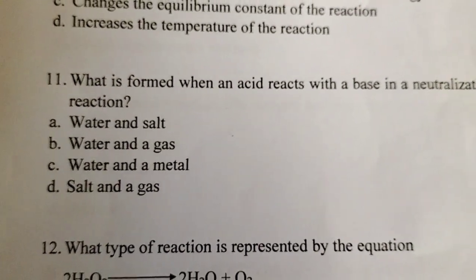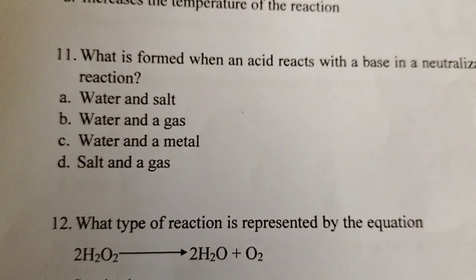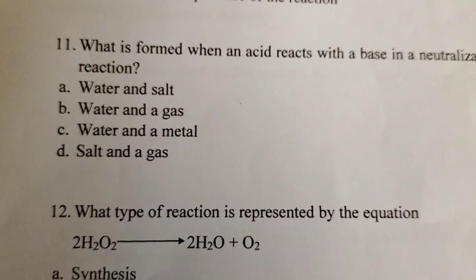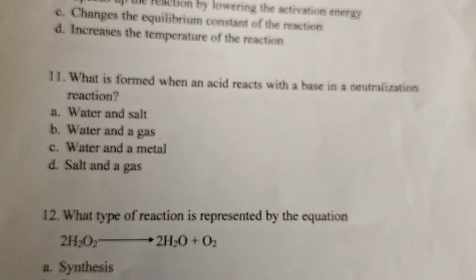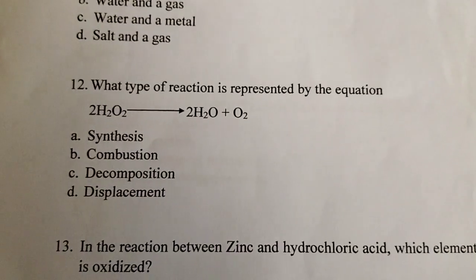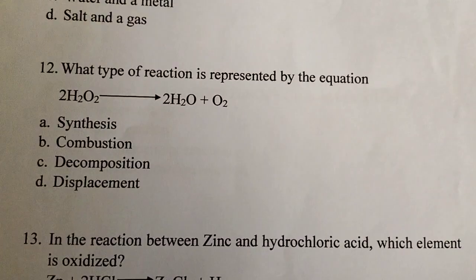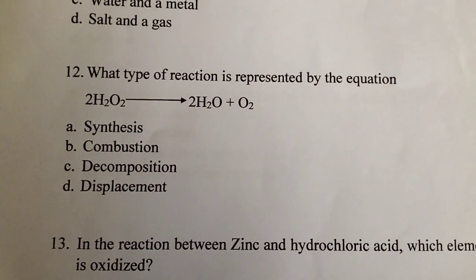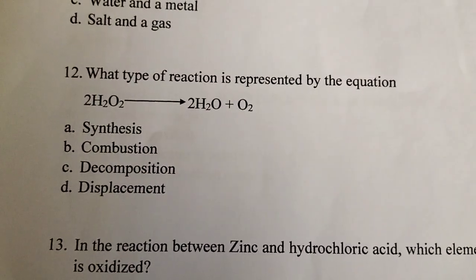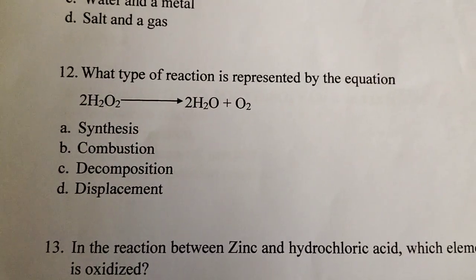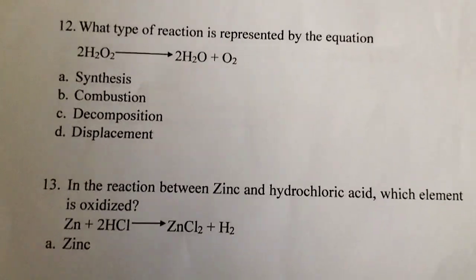Number 11. What is formed when an acid reacts with a base in a neutralization reaction? A. Water and salt. B. Water and a gas. C. Water and a metal. D. Salt and a gas. The answer is water and salt. Number 12. What type of reaction is represented by the equation hydrogen peroxide giving us water and oxygen? A. Synthesis reaction. B. Combustion. C. Decomposition. And D. Displacement. The answer is decomposition reaction, which involves one reactant, two or more products.